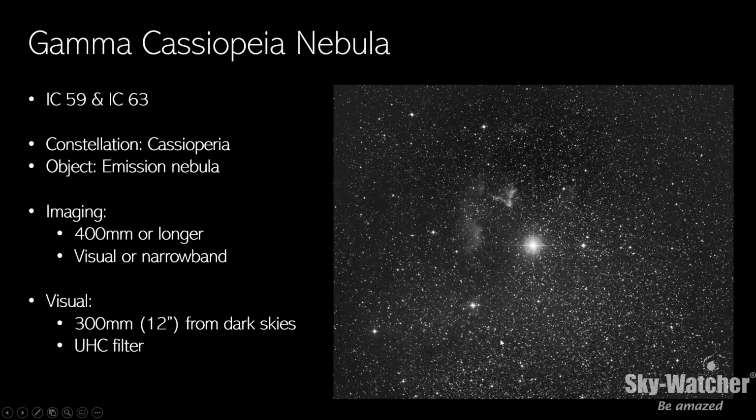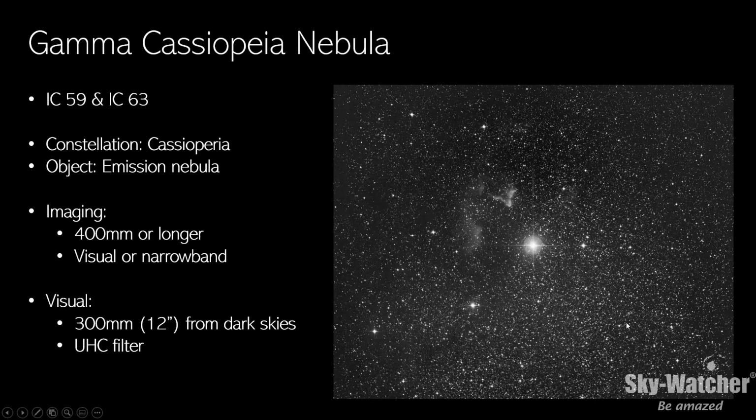Visually, I have seen these. They're a fun challenge. I really like going after objects that have a bright contrasting star next to them, and these are one of those. You can do this in a 12-inch from dark skies, use a UHC or an O3 filter, but really take your time going back and forth to move the field and let your eye pick up on those dusty little portions here. The brighter of the two, I believe it's IC 59, is the one you're going to catch first. It's brighter than the other. So give that a shot.